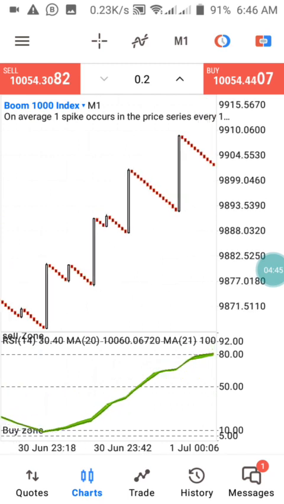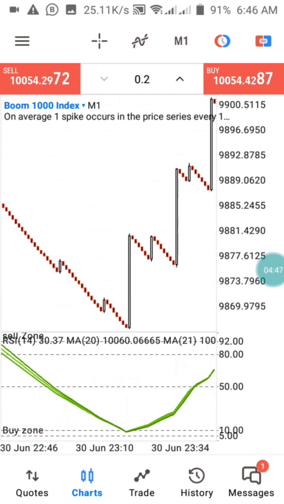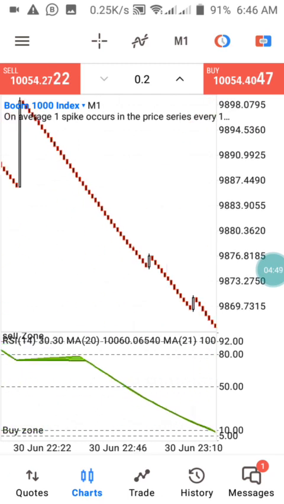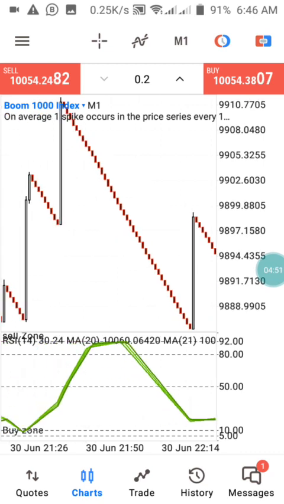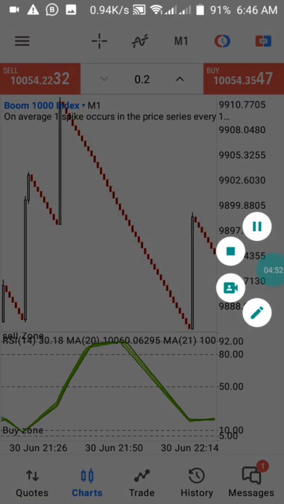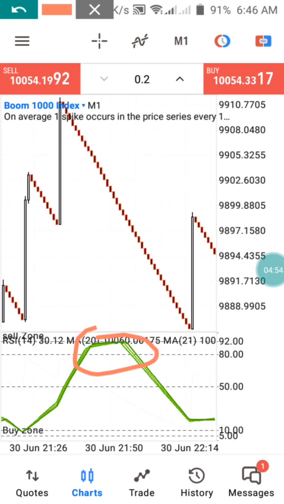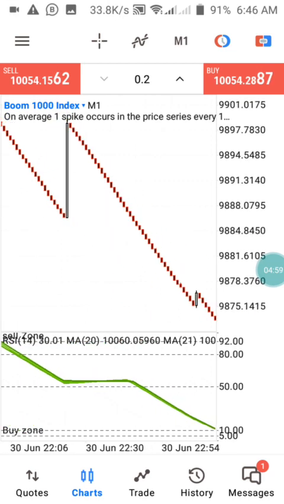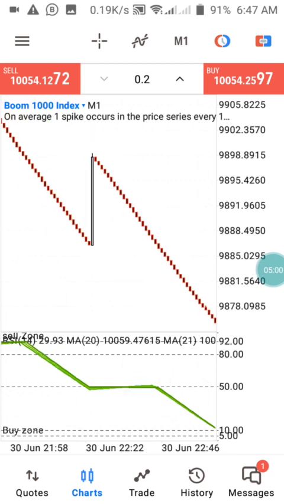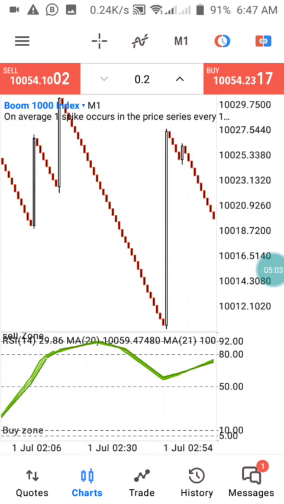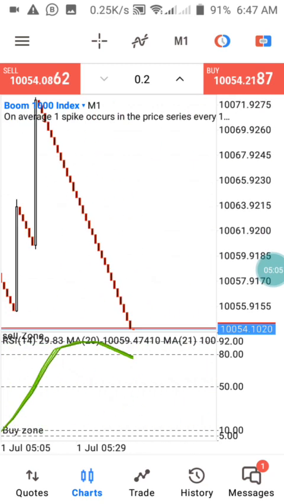Also it determined the spike around there, and you can see what happened here. The trade kept on giving us a buy signal, and at this particular time it gives us a sell entry, which makes us keep on trading the trade on the downtrend. So guys, that's exactly how it happens on Boom 1000.